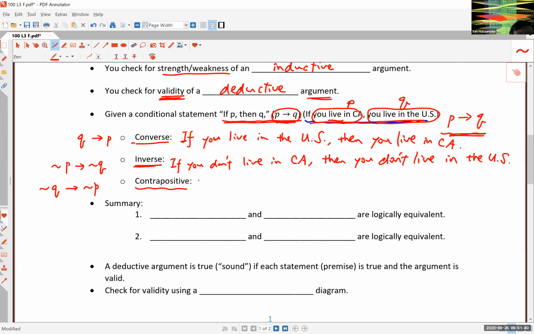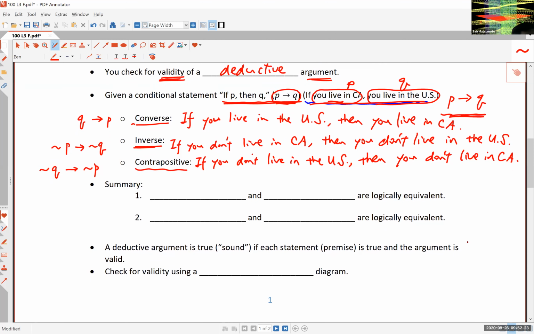The contrapositive of the statement would say, if you don't live in, remember it's a negation of Q, so it's, if you don't live in the United States, then you don't live in California. In other words, if you don't live in the US, then you don't live in California. Now that happens to be true, by the way. Because if you don't live in these 50 states, there's no way you can be living in one of them. And the reason this is true is precisely because California is part of the United States.